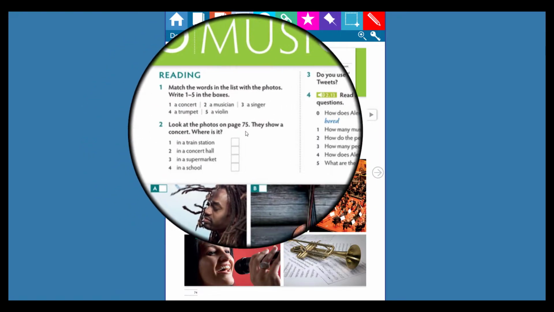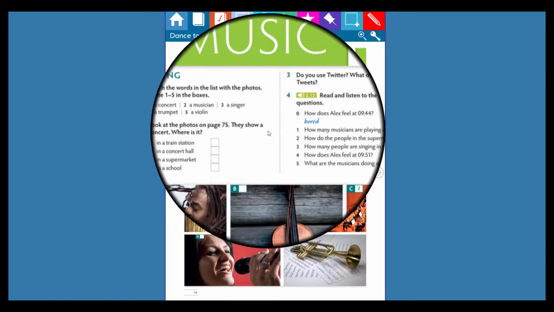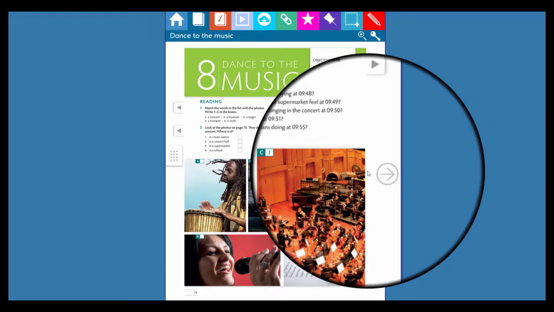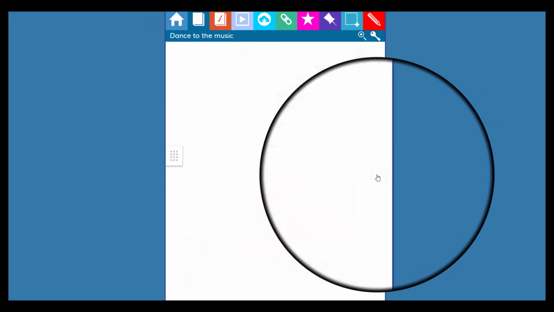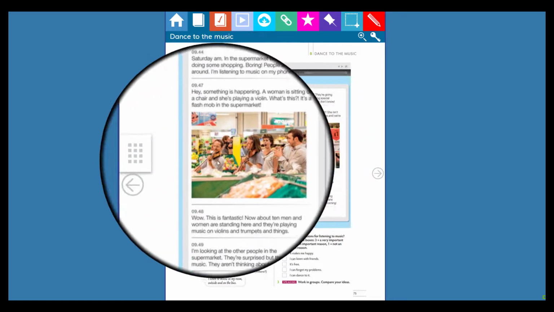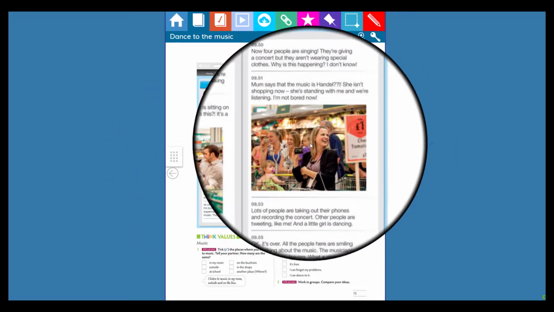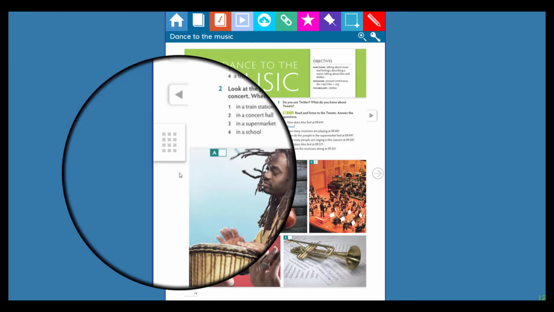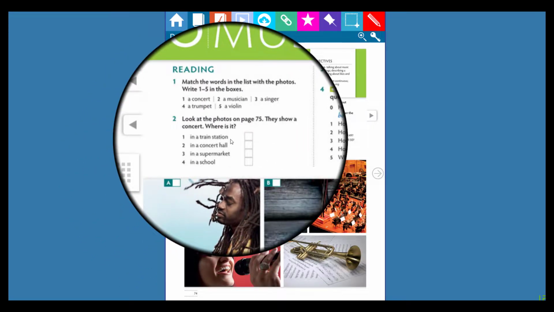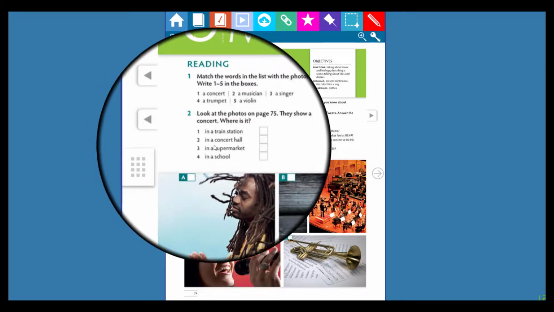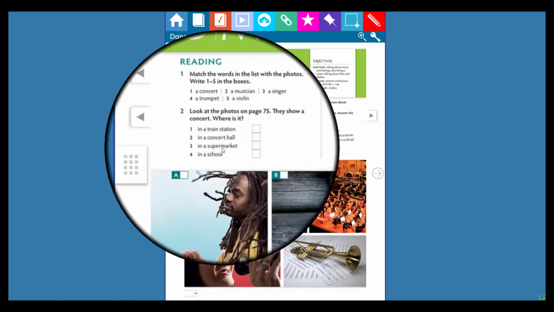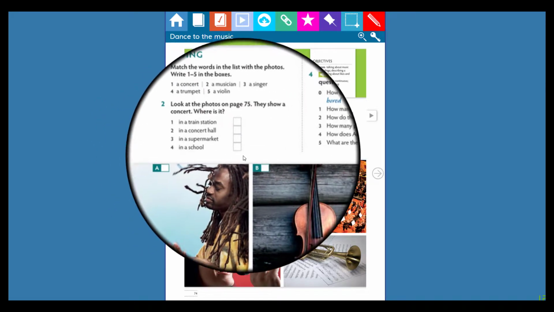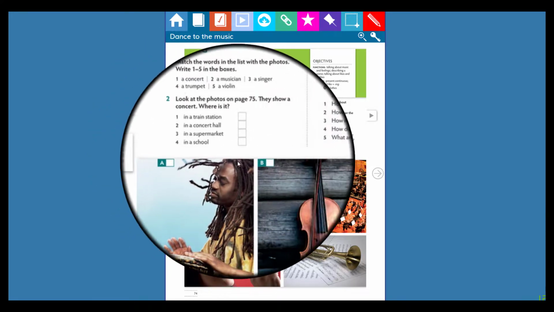Look at the photos on page 75. They show a concert. Where is it? Let's look at the photos then. This is a concert, right? And where are they? Let's go back to page number 74. In a train station? In a concert hall? In a supermarket? Or in a school? Stop the video and choose the correct alternative.